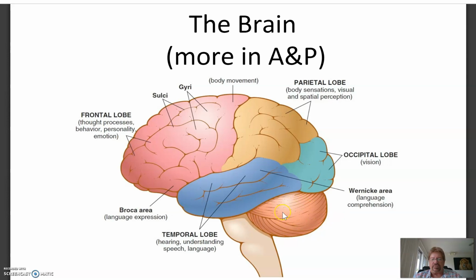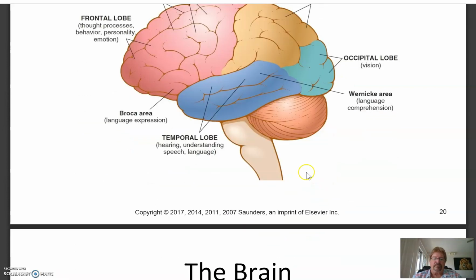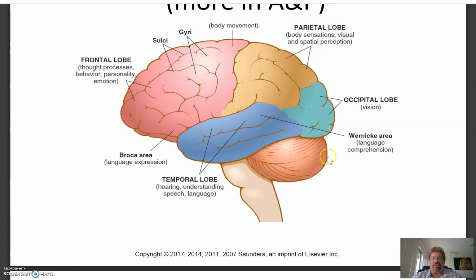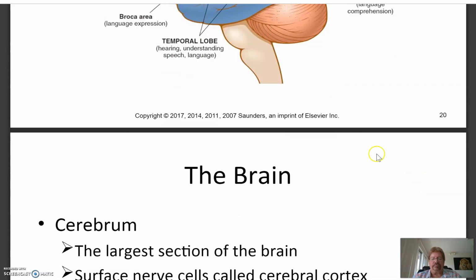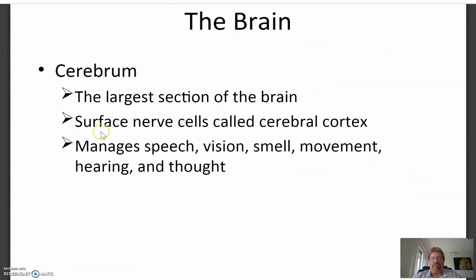This is the cerebellum I told you about, balance and stuff. Now again, you'll learn more about this in A&P. Don't let this blow your mind. Just remember it's the same names as the bones of the cranium. Okay, the cerebrum, which is what this is, is the largest section of the brain. The surface nerve cells are called the cerebral cortex, a little thin layer. That's where the highest thought and creativity and that sort of thing takes place. It manages speech, vision, smell, movement, hearing, and thought.